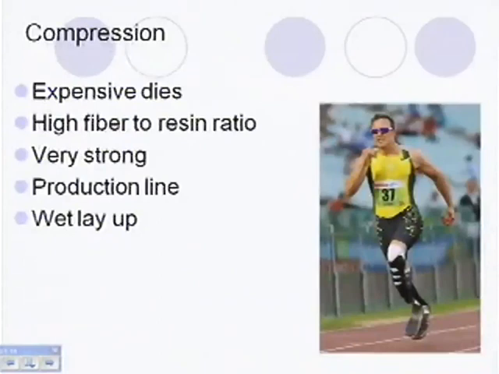Compression molding we use in prosthetics, but it's more a manufacturer's technique. It's going to have expensive dies. It's going to have a real high fiber to resin ratio. So that means that these are going to be really strong because we're able to compress them and squeeze all that resin out and just leave the fiber and a little bit of resin behind, and that's going to make a nice strong carbon fiber structure. It's always a wet layup. If you look at this fellow over here, he's running on some flex feet, and these are made by a compression molding die technique. Very strong, very lightweight.